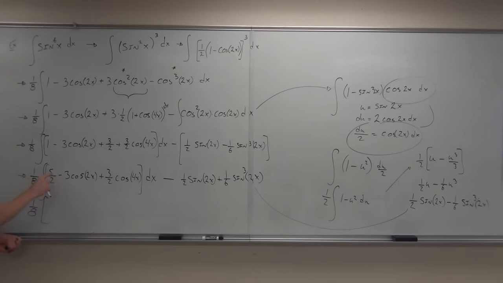Secant squared x. Don't distribute now. Please don't do that. You'll have to do it later. U equals secant x. What does du equal? This, ladies and gentlemen, is why this works. When you strip off the secant x tangent x, you're stripping it off so that you can do this. So that secant x tangent x dx will equal your du.